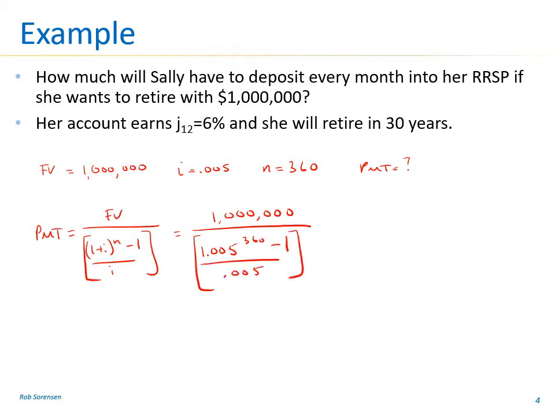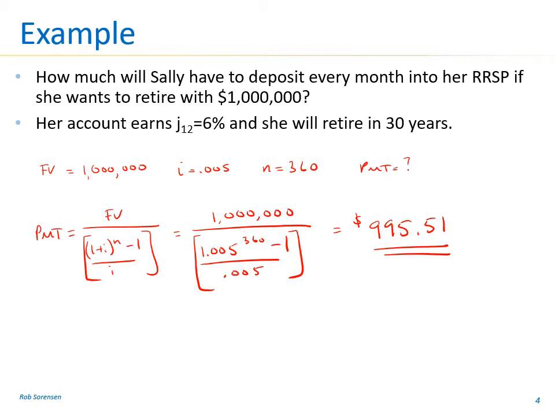Now, some people don't like to try to put all of that in the calculator in one long step. If you'd rather break it into pieces and then divide things through, that's just fine. Pick the way that works for you and make sure you're good at working with your calculator in a way that's comfortable for you. Whichever way you choose in the end, though, if you're doing it right, you should come up with the right answer. In this case, $995.51. If Sally puts just under $1,000 a month aside, she'll be able to retire with $1 million in 30 years.